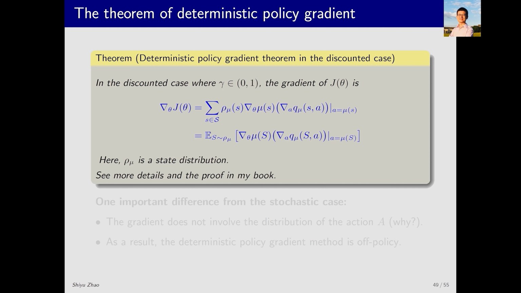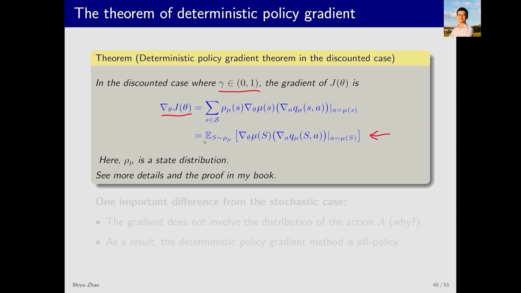You can actually see some clues in this gradient. This is the expression of the gradient of the objective function. How is it derived? You can find the details in my book, and I will not talk here. For most of you, it's enough to just be familiar with this expression. Those who are interested in detailed derivation can check my book. In the discounted case, when I compute the gradient, it is equal to this.